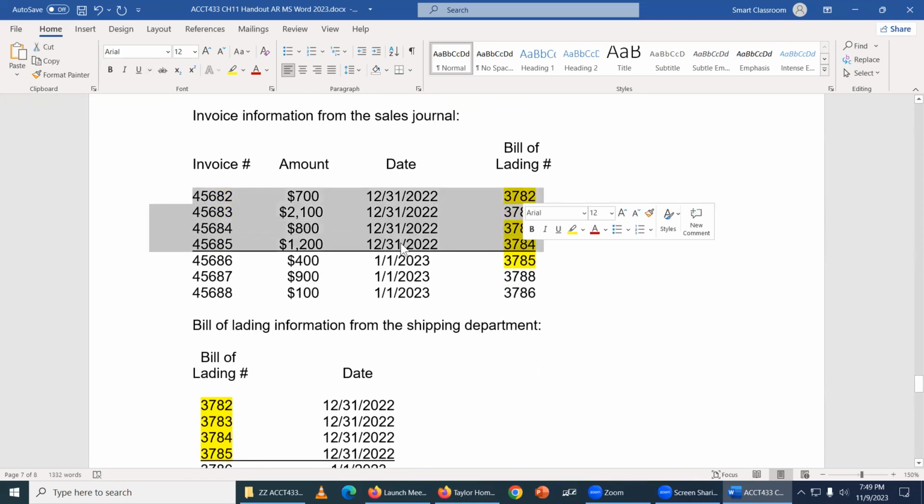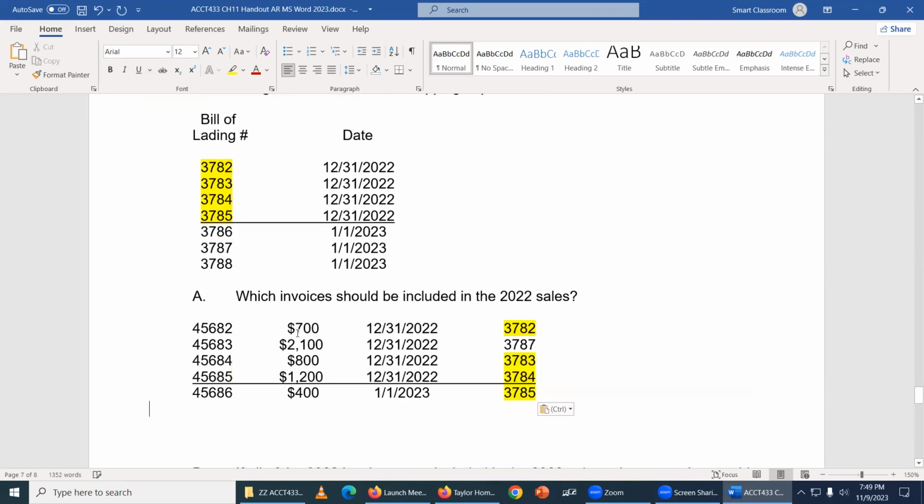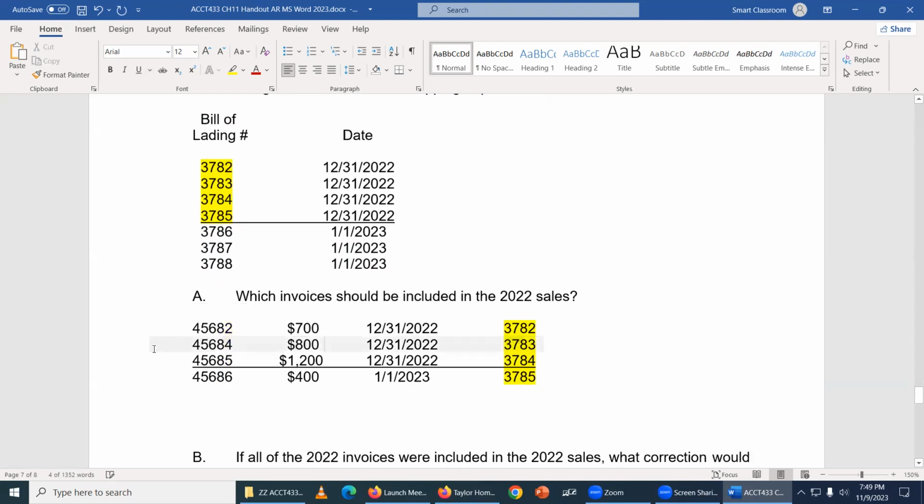Okay, so I'm just going to copy this down into here. And I'm going to take out this one. That one was not in the sales. I'm going to take out my line here too. Okay, so this is what they should have had in the sales. Those 4 invoices. 3,100? Yes. Thank you. You guys are so much faster at that than I am. All right, so 3,100 should be in there.